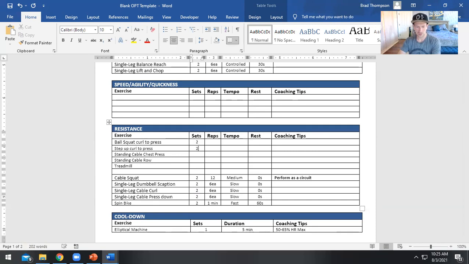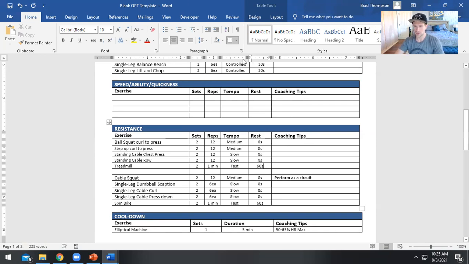2 sets, 12 reps, 1 minute. And that is a medium, slow, 0 seconds.